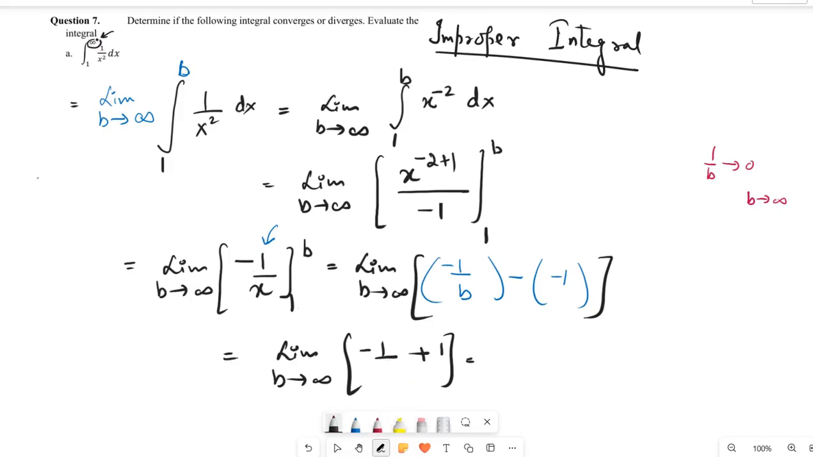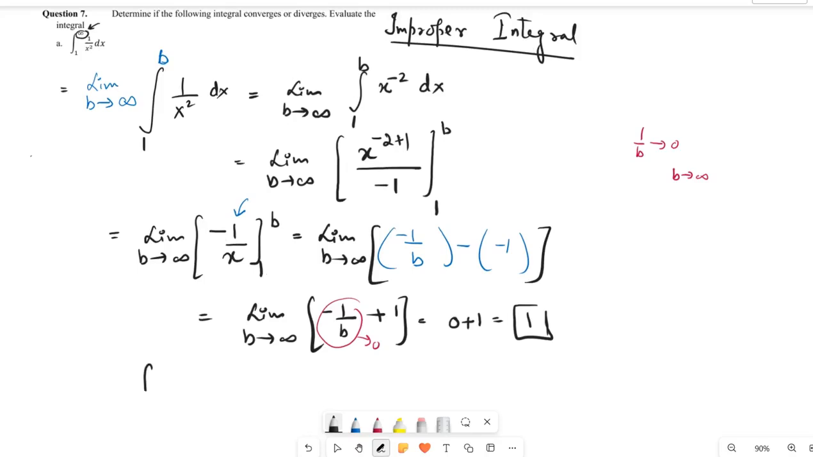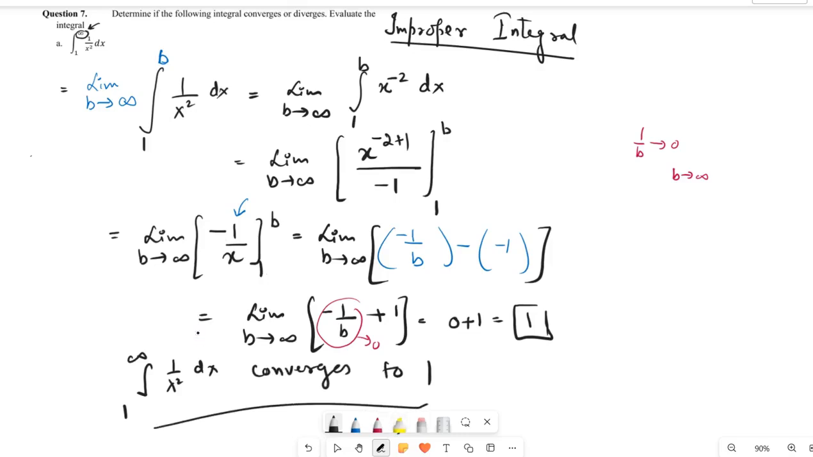So that means we have the answer as 0 plus 1. The answer is 1. So what we say in this question is that the given integral converges to 1. That should be your final answer.